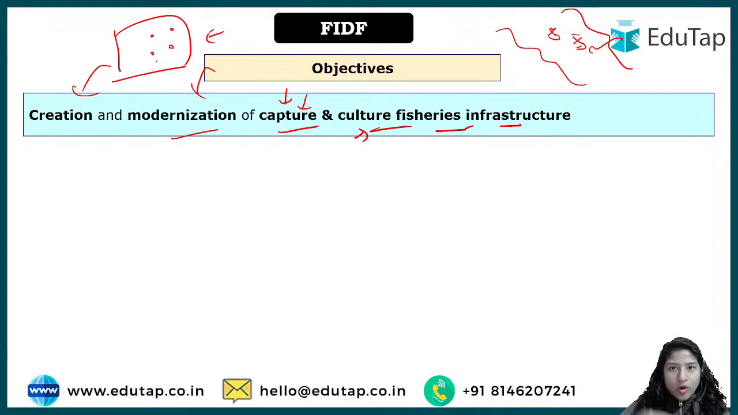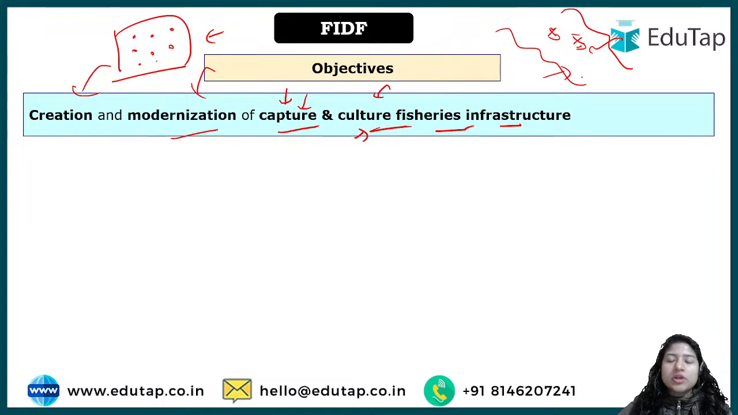They have bought some fishes, and then they put them in the water, and then they are doing the proper rearing, and then they are harvesting it. That is known as the culture fisheries. Capture means capturing from the natural environment.